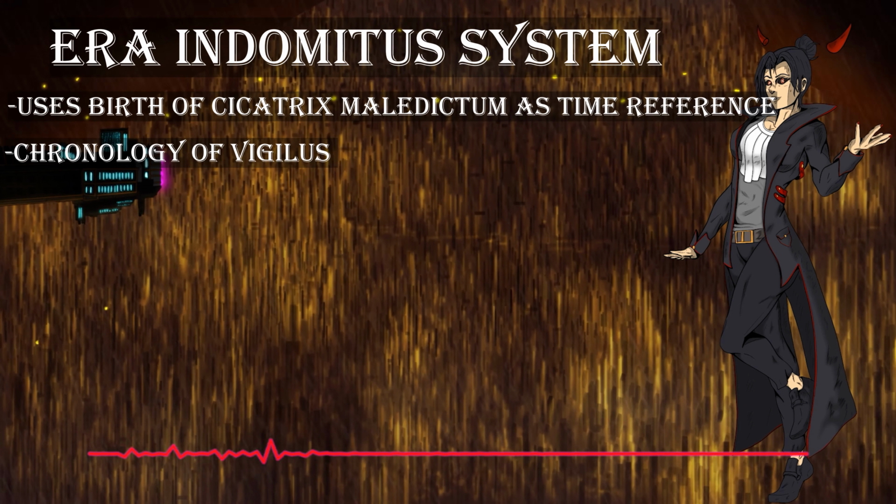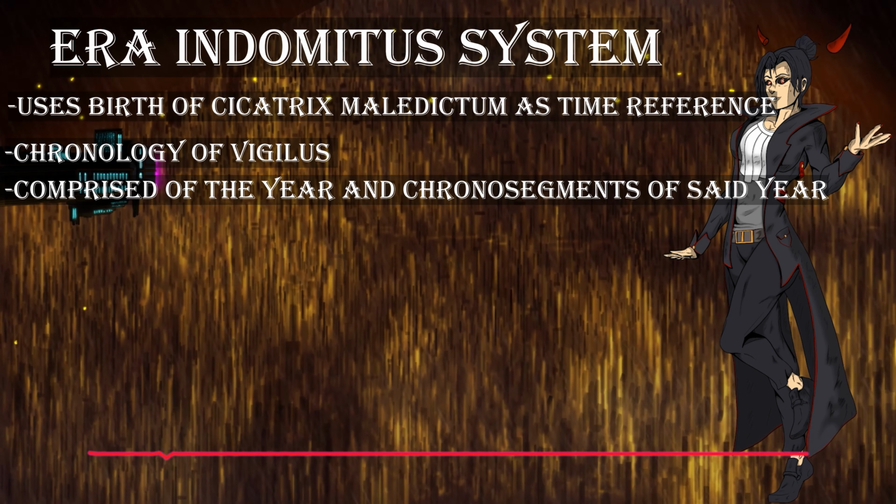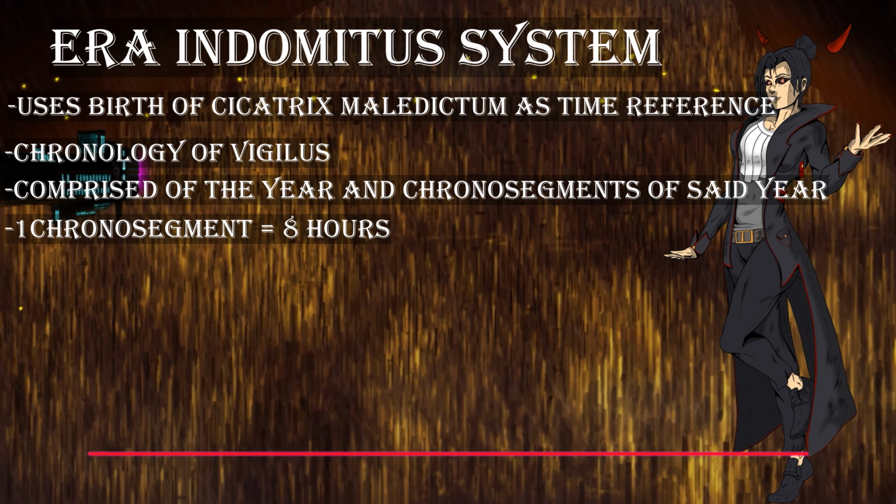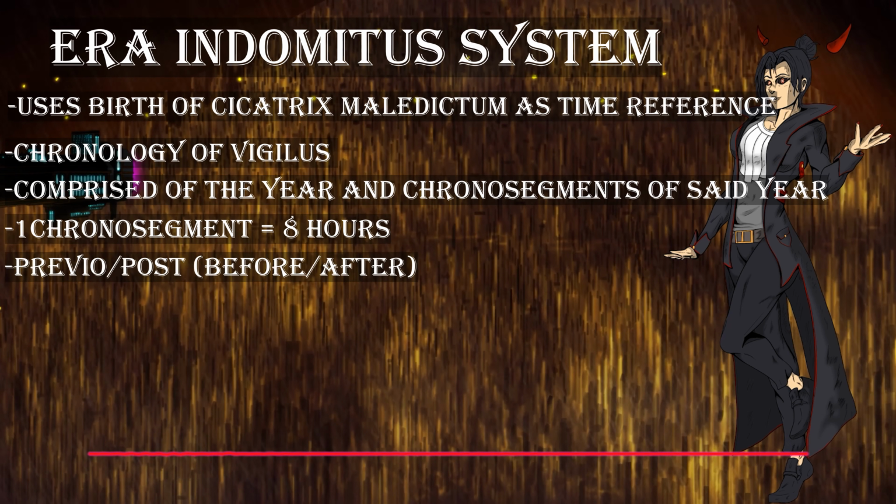The Vigilus timestamp is firstly comprised of the annual designator, its anchor point, the opening of the Great Rift. It starts with the number of Terran years before or after the rift opened, and then the chronosegments within that year as the second element. One chronosegment equals 8 solar hours. Then you have the third element, previo or post.